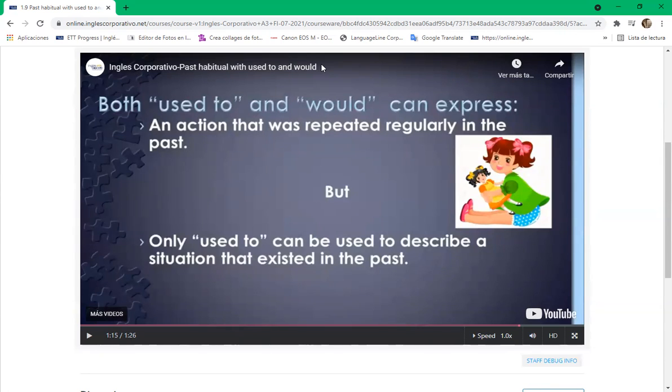Would looks more for the future. Yes, with would you're being more simple. Like when I was a little kid, I would buy gloopies and cookies. And could you say that would is informal? No, actually they're both formal. In this case, they're both formal.